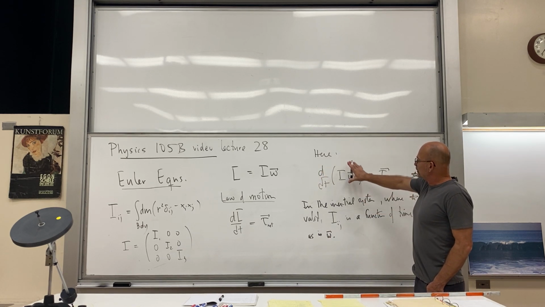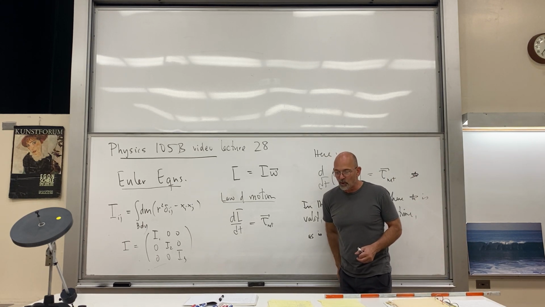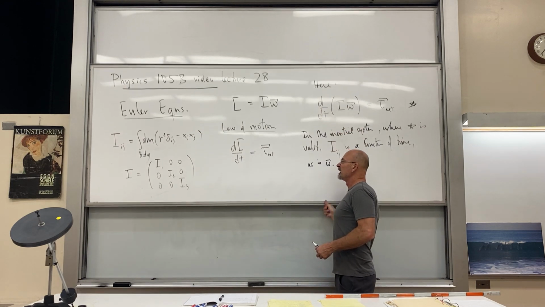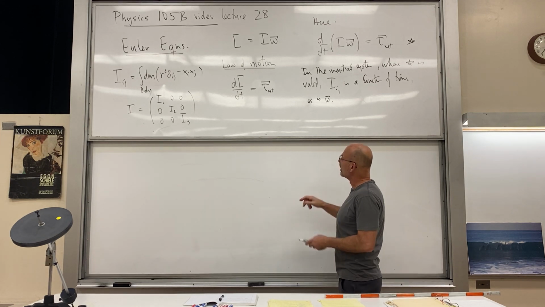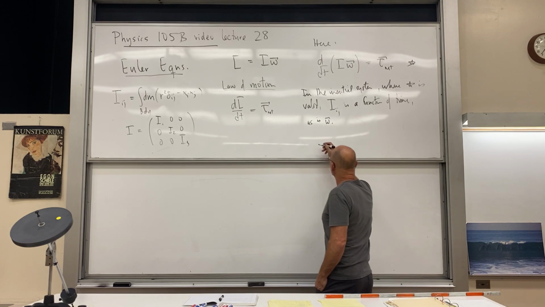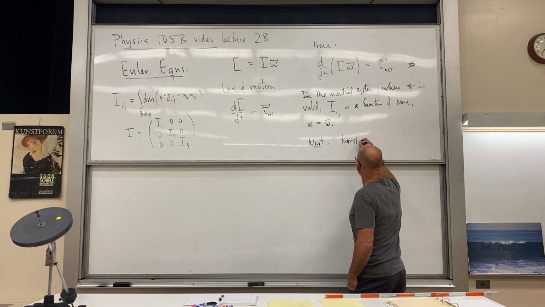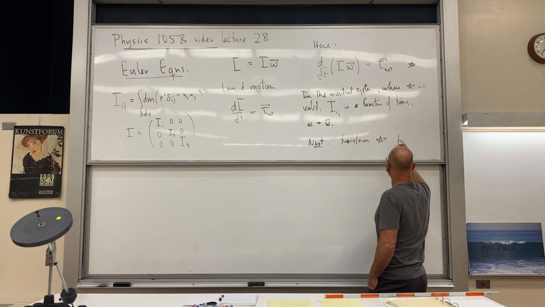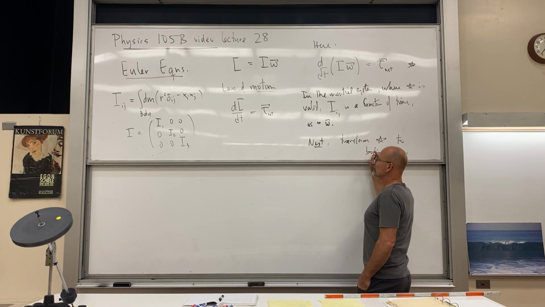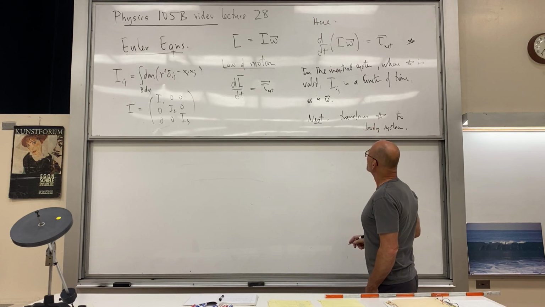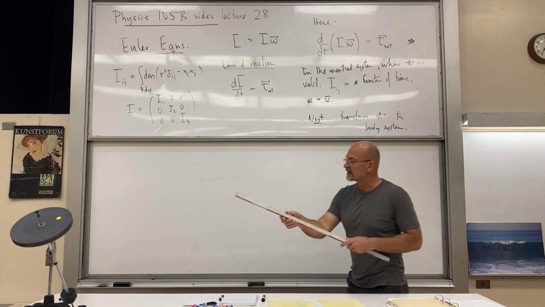So what we're going to do is transform this equation to the body system. And this was already undertaken by Euler. And the equations that result from that are called the Euler equations. So next, transform our equation to the body system. Okay, but before we do that, we'll do a little demonstration on the gyroscope.